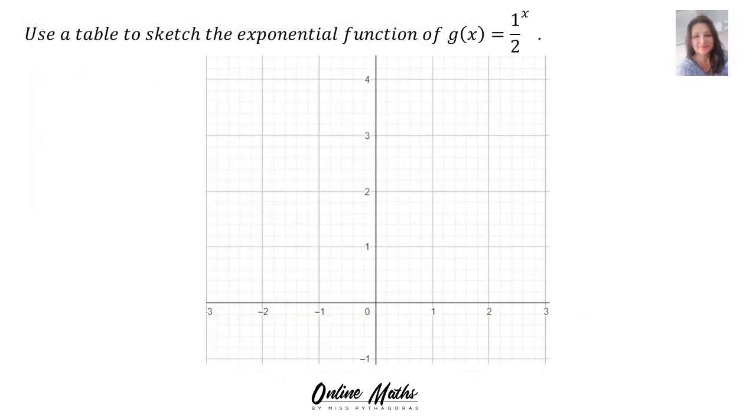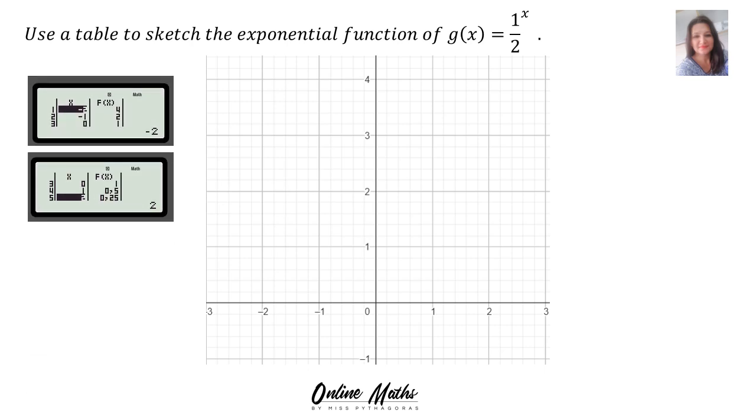Now in this slide, we will use a table to sketch the exponential function of g of x is half to the power of x. Again, with my calculator, I made a table. I chose x values -2 up to 2. So the first point that I will plot here is the point -2 and 4. There it flew in, then -1 and 2. The point 0, 1, the point 1, 0,5, and the point 2, 0,25.